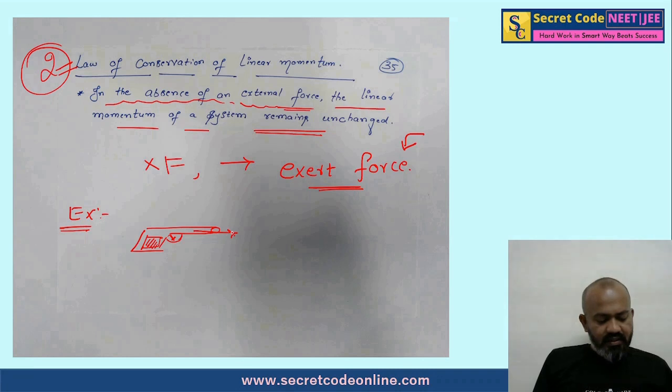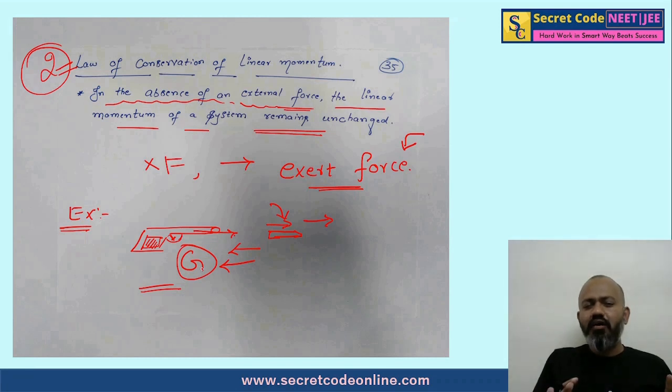When the gun is fired, the force on the bullet inside the gun is equal and opposite to the force on the gun. Whatever force the bullet is going forward with is equal and opposite to the force on the gun. That is what is known as the law of conservation of linear momentum. Recoiling of gun is the example name. Whenever we fire a bullet, the bullet will go forward.